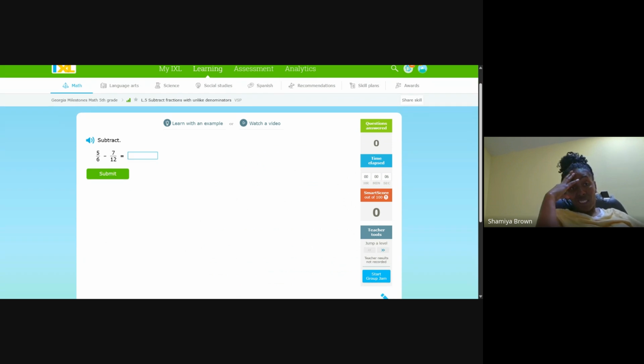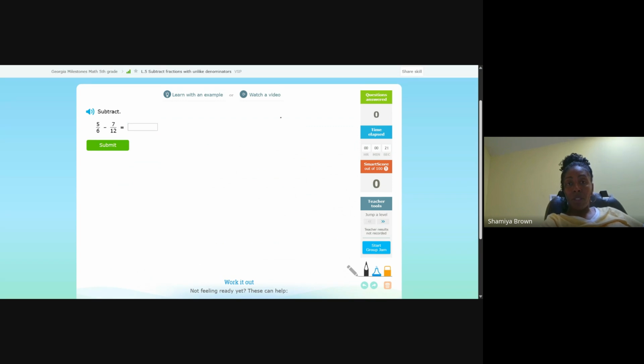5 and 6 10. 5, 6 minus 7 12. So I have to find my common denominator. We know how to do that. List my multiples for 6 and then 12. 6, 12. So I know it's going to be 12. So it's going to be something over 12 minus that 7 is already over 12, so I can keep that equals something over 12.